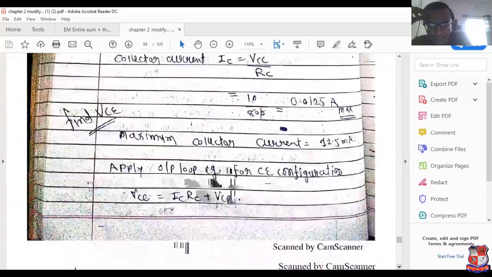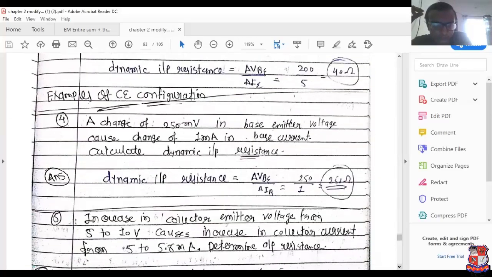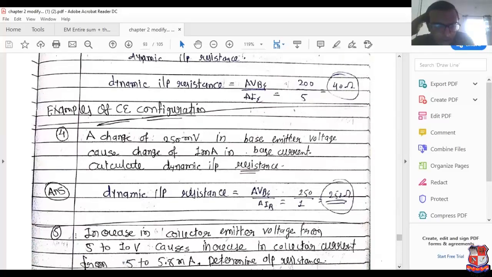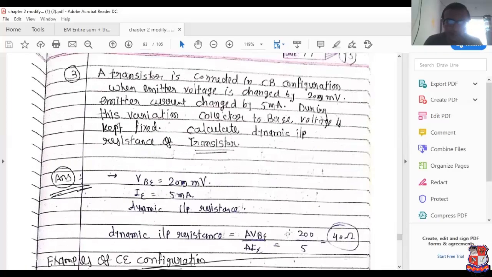See this example very carefully. A change of 250 millivolt in the base to emitter voltage causes a change of 1 milliampere in the base current. Calculate the dynamic input resistance. Dynamic input resistance means input voltage divided by input current. In the loop equation we discussed that input voltage is ΔVBE and input current is ΔIB. So the answer is 250 ohm. It is the correct answer.